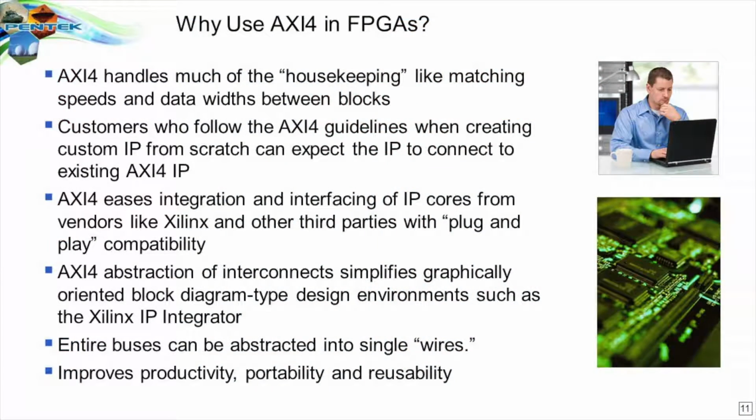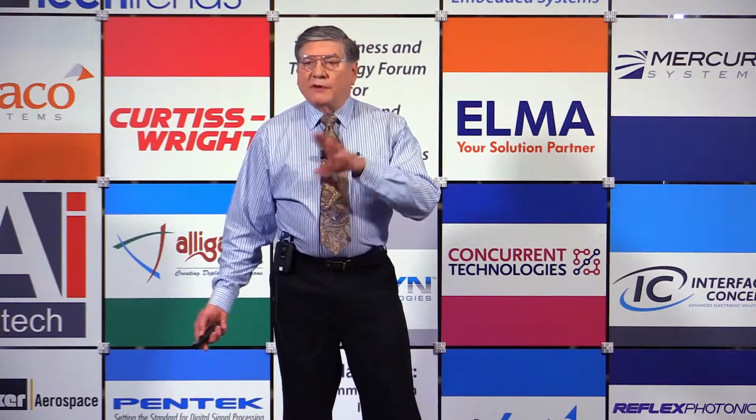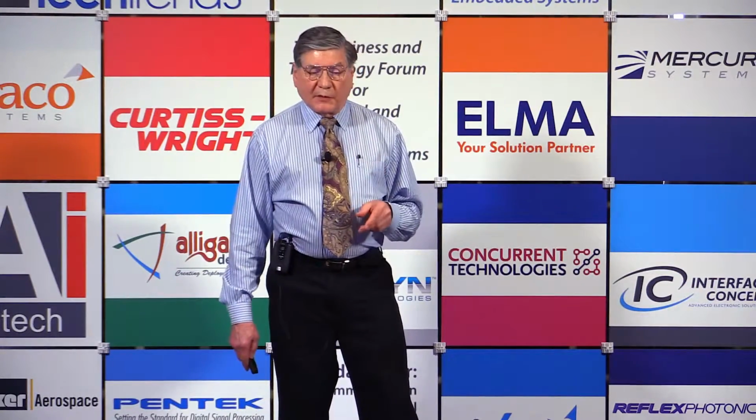And so what are some of the reasons? Well, it handles a lot of the housekeeping of connecting one block to another. It takes care of matching data widths and data rates and so forth, kind of automatically. And if you use the AXI4 guidelines for building your interfaces to IP blocks, then when you create your own blocks, they'll be compatible with this new standard and other blocks from other vendors. So you can plug in cores from third parties, from Xilinx, from Pentek, from other people, and really make it quite easy for you to design at a high level in a graphically oriented environment, as we'll see in the next few slides.